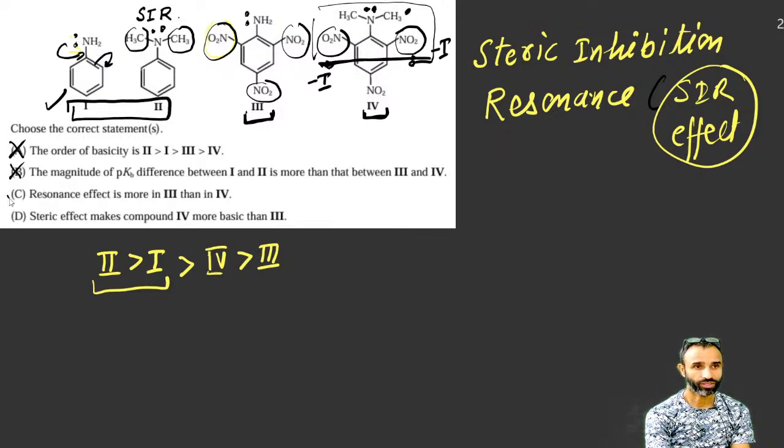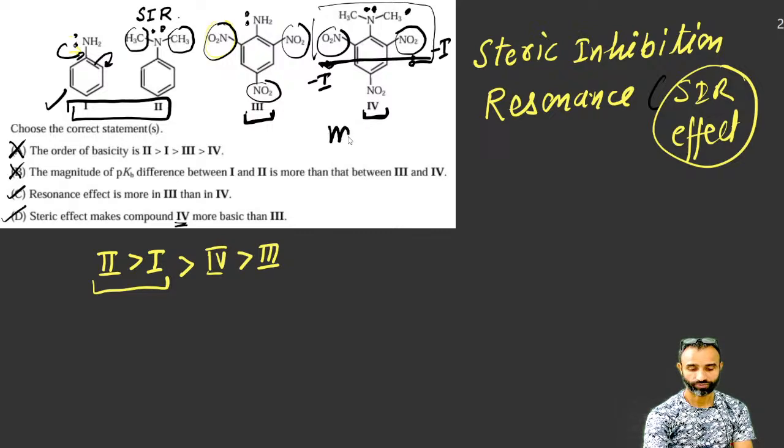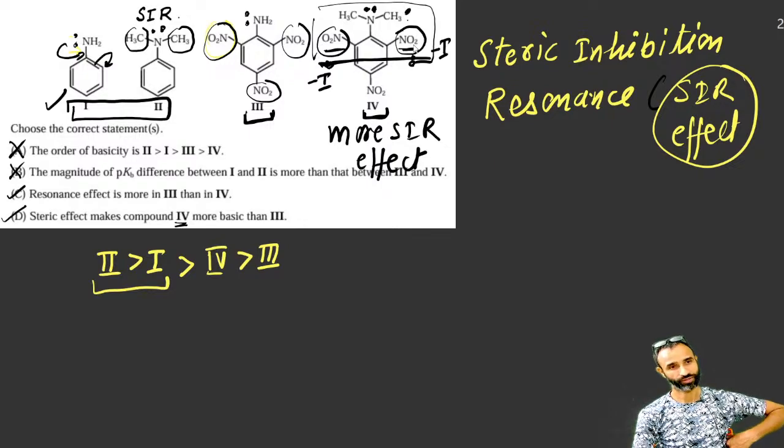C is right. Now, steric effect makes compound 4 more basic than third. That's true. So C and D are correct. There is more SIR effect, first on the nitrogen due to these methyl groups, and on the benzene ring due to ortho positions of nitro groups.